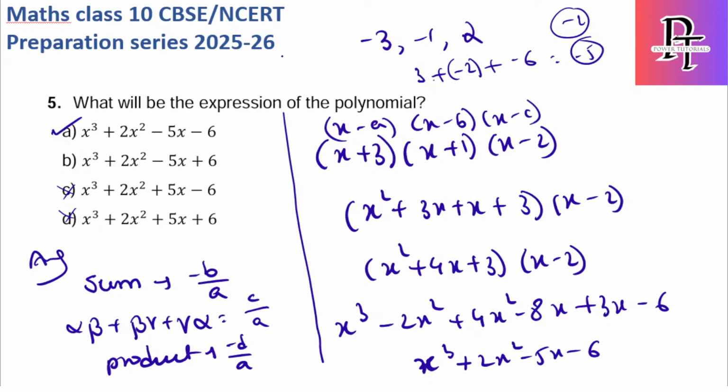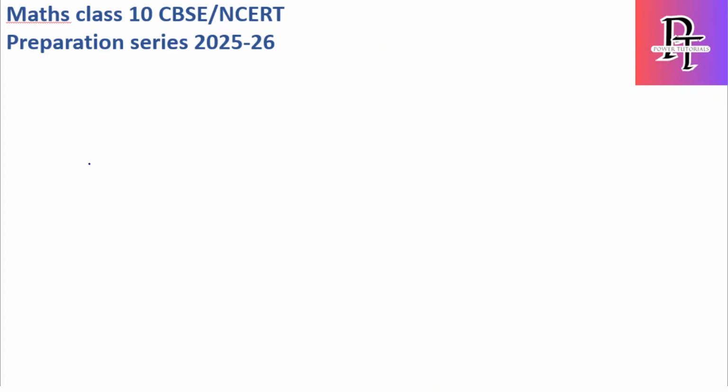So whenever you have zeros and they ask for an equation, simply substitute in this way: x minus a into x minus b into x minus c. Alphabets a, b, c are the roots here, and then get the equation. Then finally you'll get the right answer. Okay, so in this way all the case study questions related to quadratic equations, polynomials are done. In the next video, mostly tomorrow, we will cover linear equations in two variables, 15 questions.